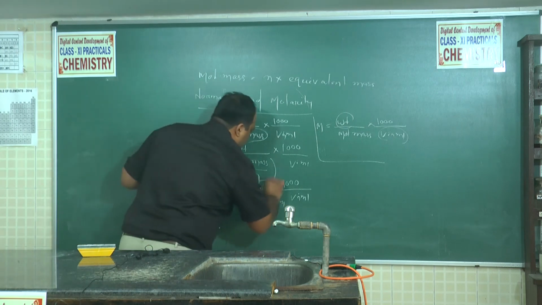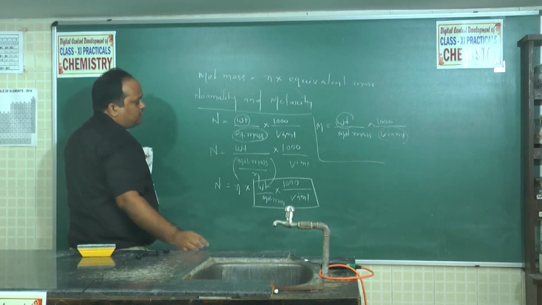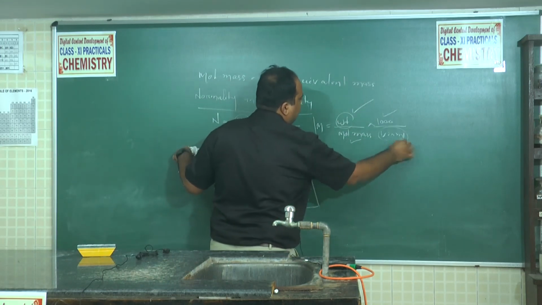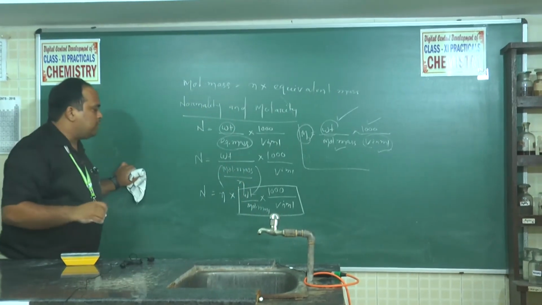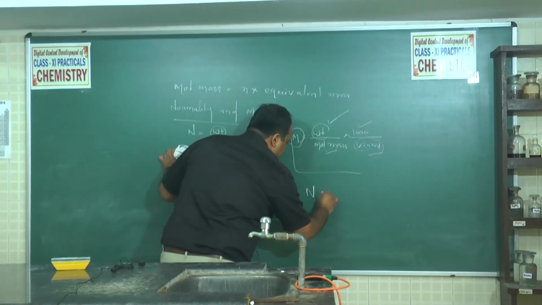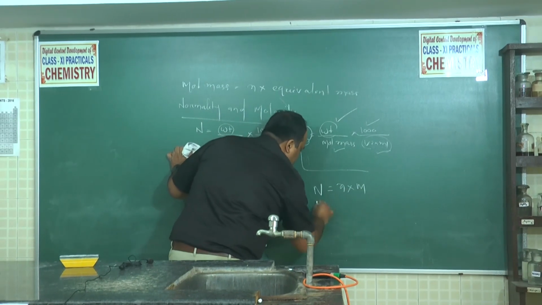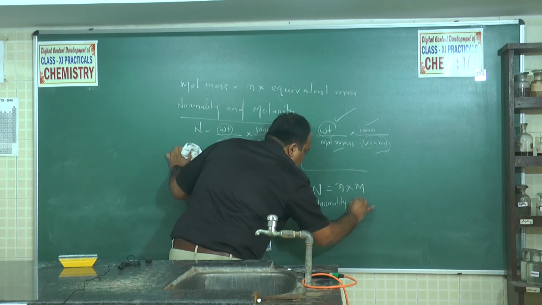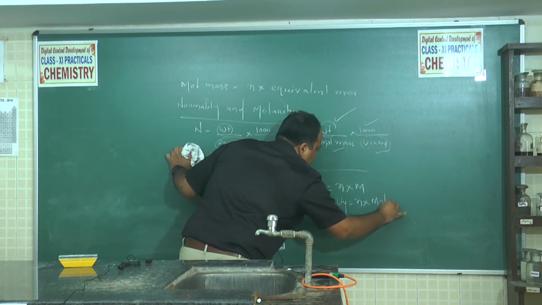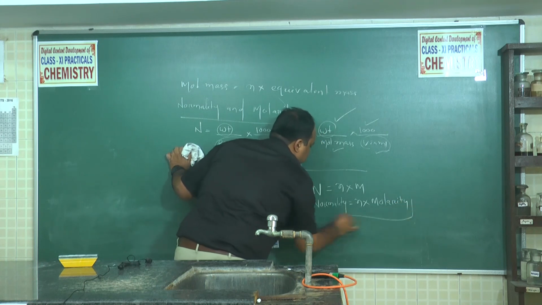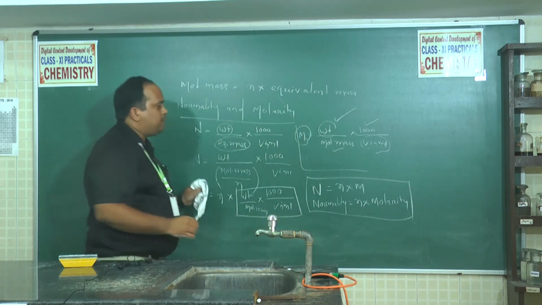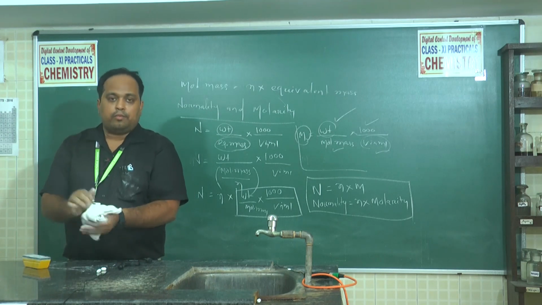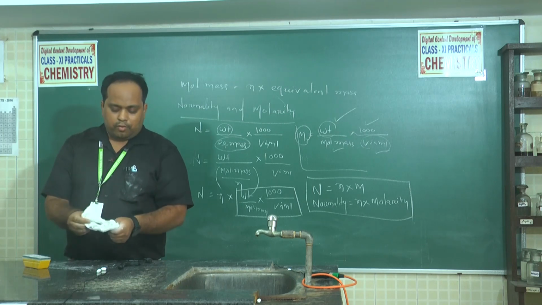So what is weight by molecular mass into 1000 by V in ml? We are calling this molarity. So normality is equal to N into molarity. This is the way we calculate normality and molarity, and the relationship between normality and molarity in this way.